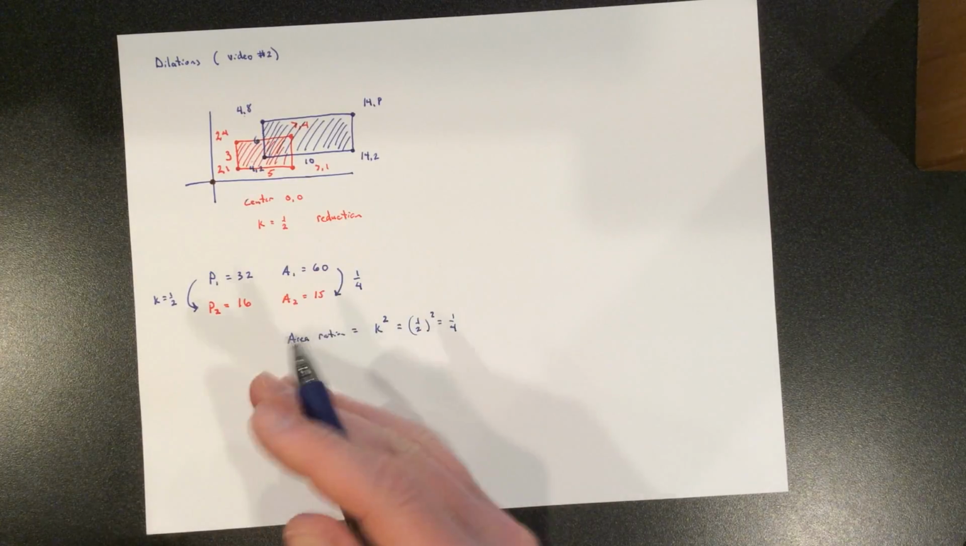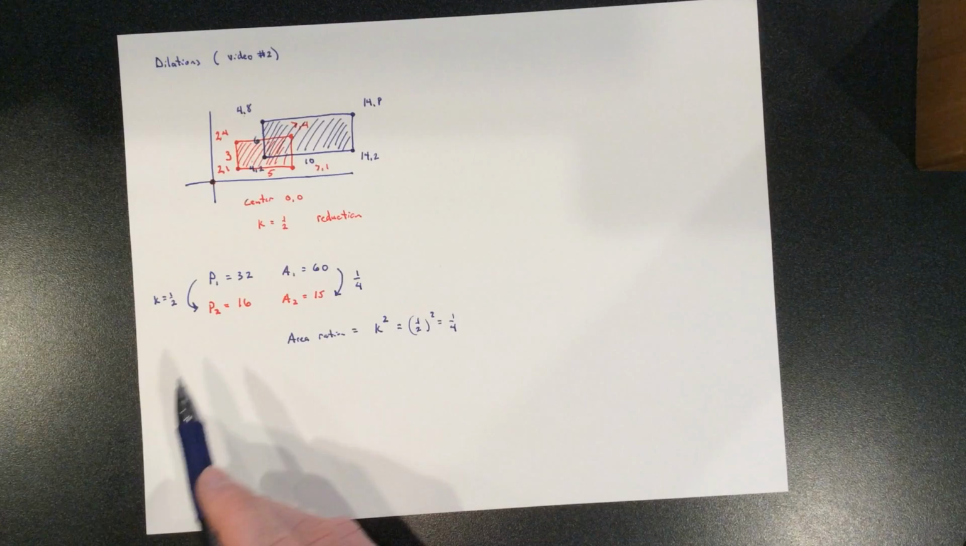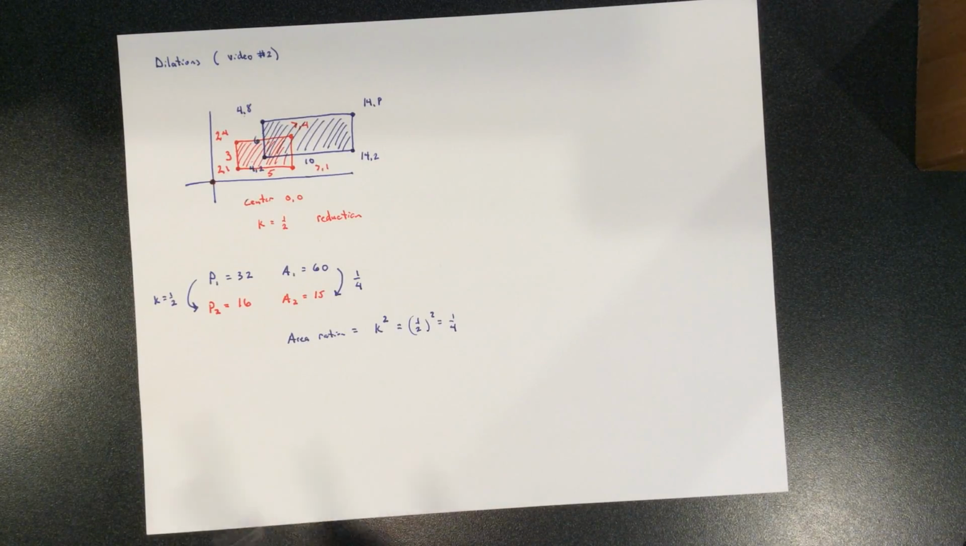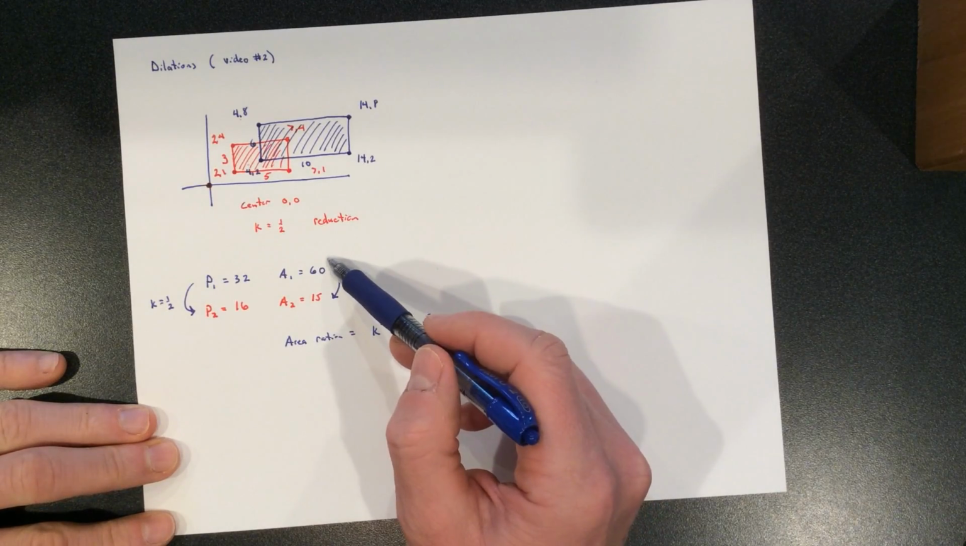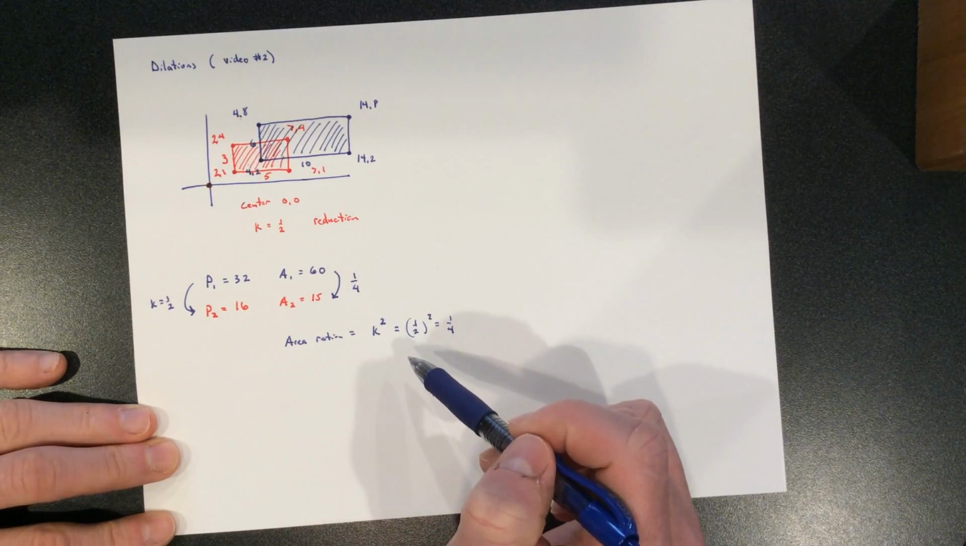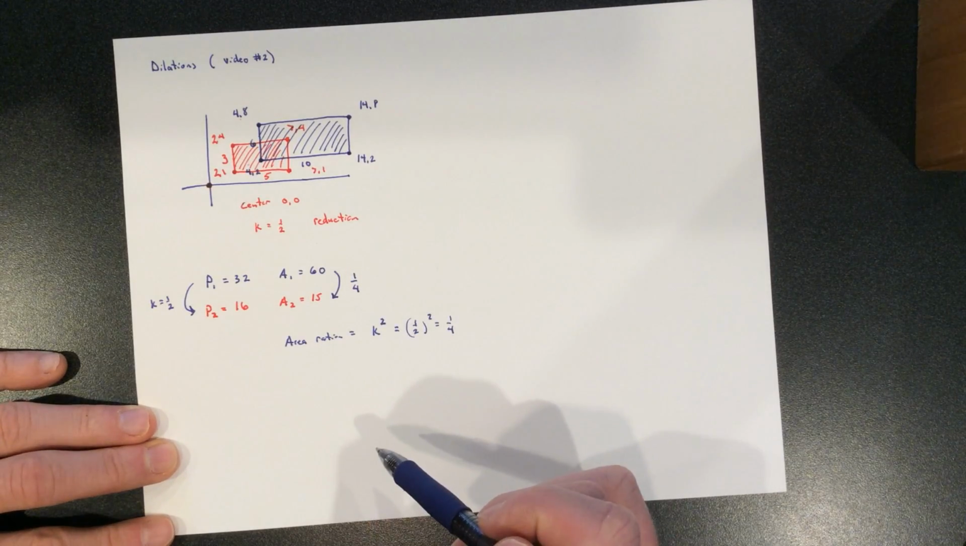Okay, so that was a reduction. It got smaller. I picked a center. And again, we can look at the perimeter and area ratio and see that the perimeter ratio is reduced by the same factor, and the area is the scale factor squared. 1/2 squared is 1/4. The area is 1/4 of the original.